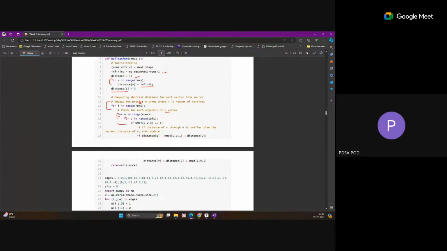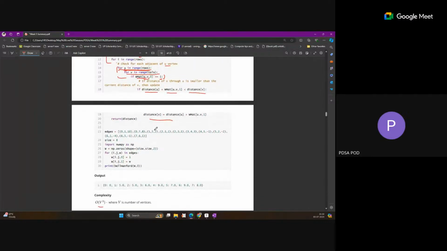Now you can see the working here for each vertex. This second loop is representing each vertex in the graph, and for this vertex we are looking for the adjacent ones. So for each vertex we are checking all the columns, and if we have an edge from u to v, meaning the entry is not 0, then we are checking if the distance of u plus the edge distance is less than the previous distance, then we are updating.